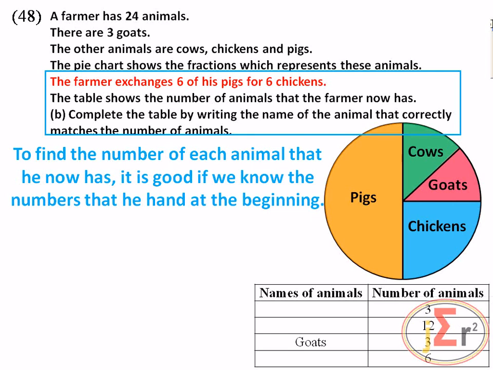Correct, Jerry? Yes. So we should go ahead and see how many of each animal the farmer had to begin with. So let us try to find that out. There are how many goats? 3. 3 goats.